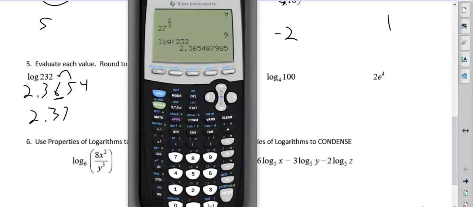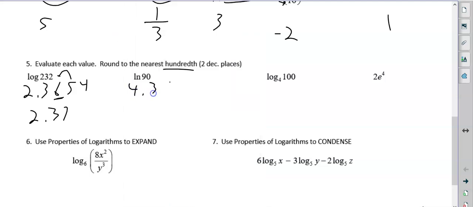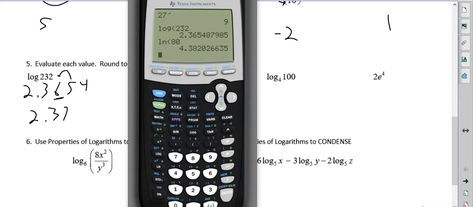Okay? ln 80. Again, no e, so we can just hit ln 80. 4.382. Again, hundredths place. The 2 tells the 8 to round down. Means really stay the same. So 4.38. Except, wait a minute. I think I just did 80, didn't I, instead of 90? I did. I don't know what happened there. 90. I don't know why my brain went from 80 to 90. So 4.4999.